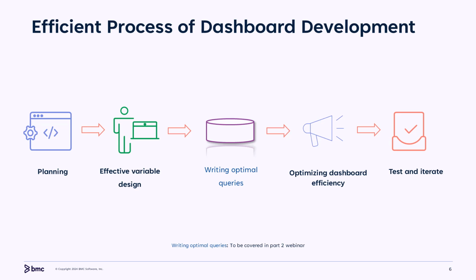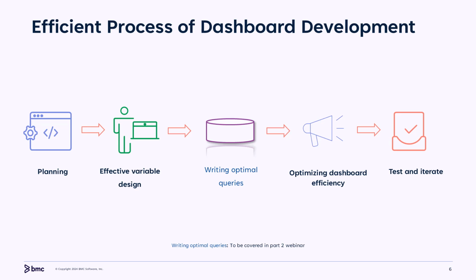The next approach is effective variable design. So this is about designing the well-structured variables before we start writing our queries. That will prevent unnecessary data retrieval before we write the queries. So the next approach is writing the optimal queries. In this stage, we are going to talk about the best practices to write the optimized panel queries and reduce the query execution time. However, this is a separate topic that requires ample time for detailed discussion. So it will be covered in part 2 of this webinar series.